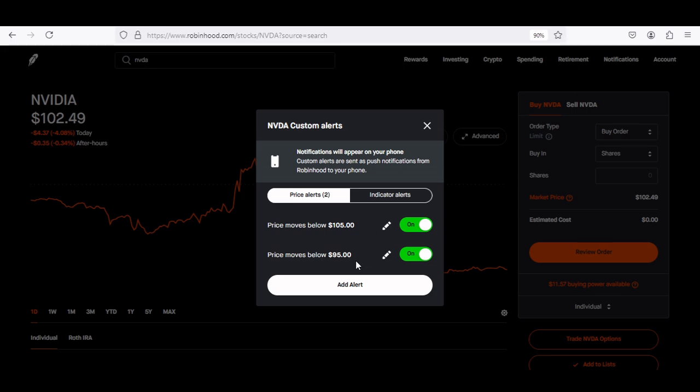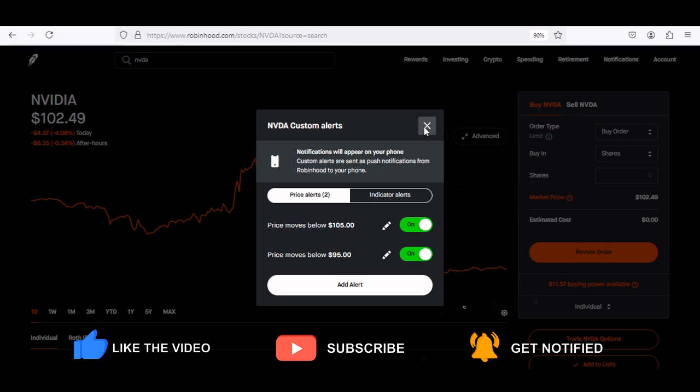Now, as a backup to my first alert, you do not need to have a backup alert. This is just how I set mine up. So as a backup to my first alert, I have a second one if the price moves below 95. Now, how do I know what prices to put here in order to set up my alerts? Well, I'm going to show you that using the charts.